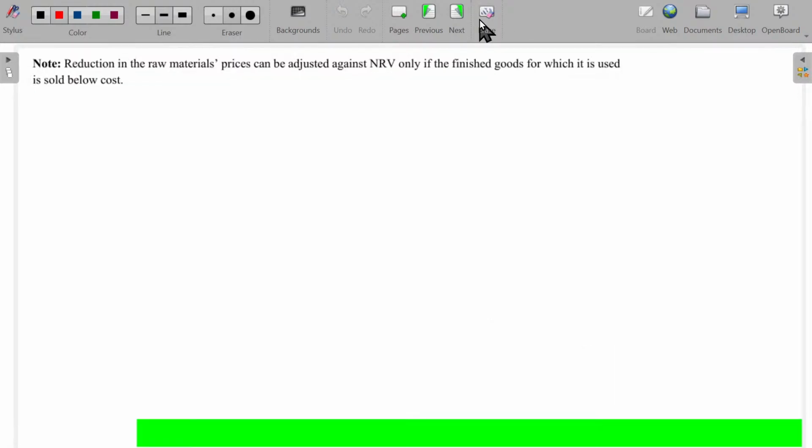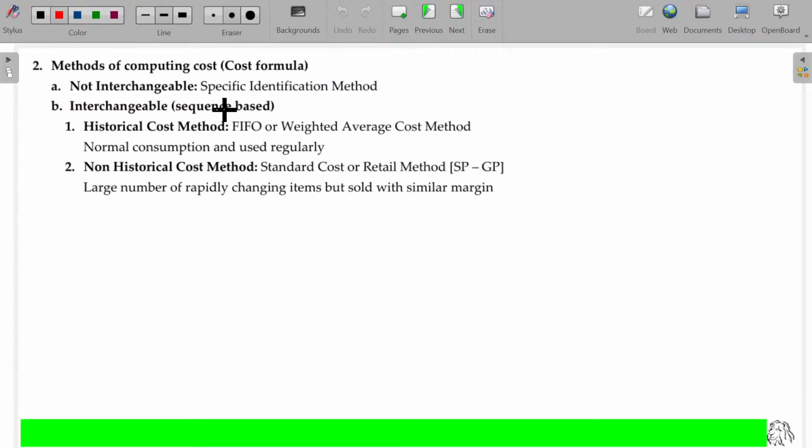How can we calculate the value, sir? So this point already we have studied. Raw material price can be adjusted against NRV only when the finished goods for which it is used is sold below cost. Method of computation. So how can you compute, sir? Cost value we have. Okay, methods of computation are cost formula.